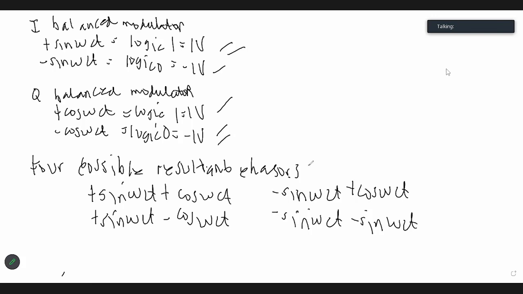Na-gets? Yes po, sir. Sorry, my bad. It should be cosine. Thank you for correcting. Okay? Eh di yung apat na po yun, yung sequence of... Yes. Mababaliktad lang yan. Okay? Mababaliktad lang siya.